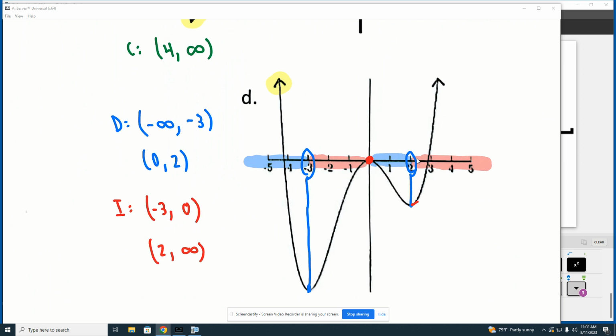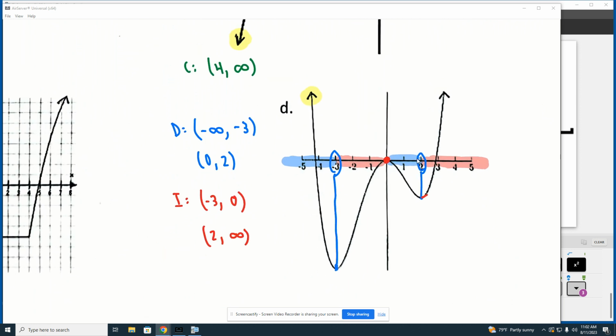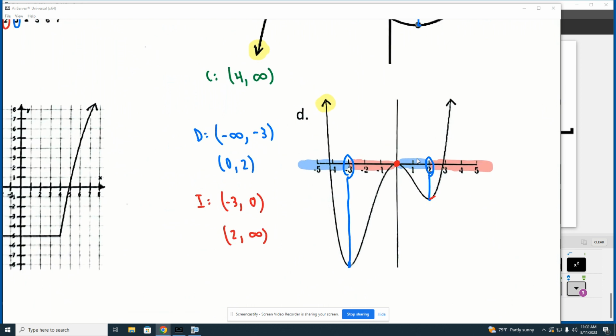Any questions? Okay, get your calculators out, and we're going to flip over to the back.